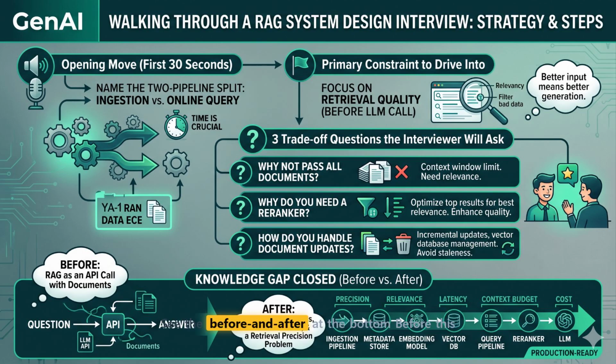See the before and after at the bottom. Before this video, designing a system probably felt like calling an API and dumping documents in. Now you know the 2 pipelines, the 5 constraints, and the precision decisions that decide if your system gives the right answer or just a confident wrong one. That distinction is what gets you the offer.